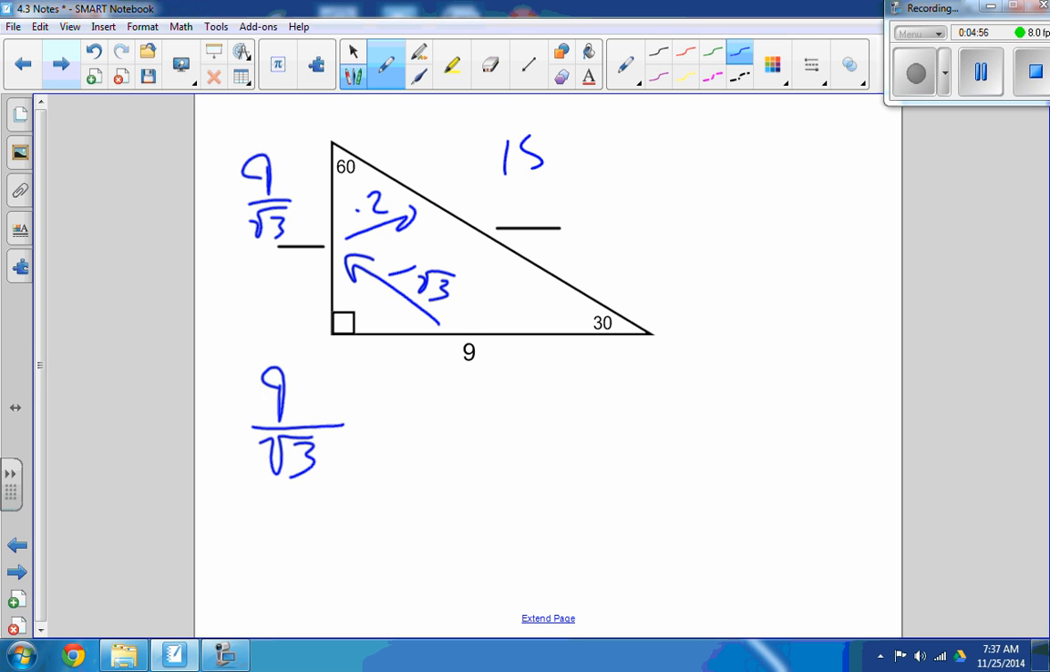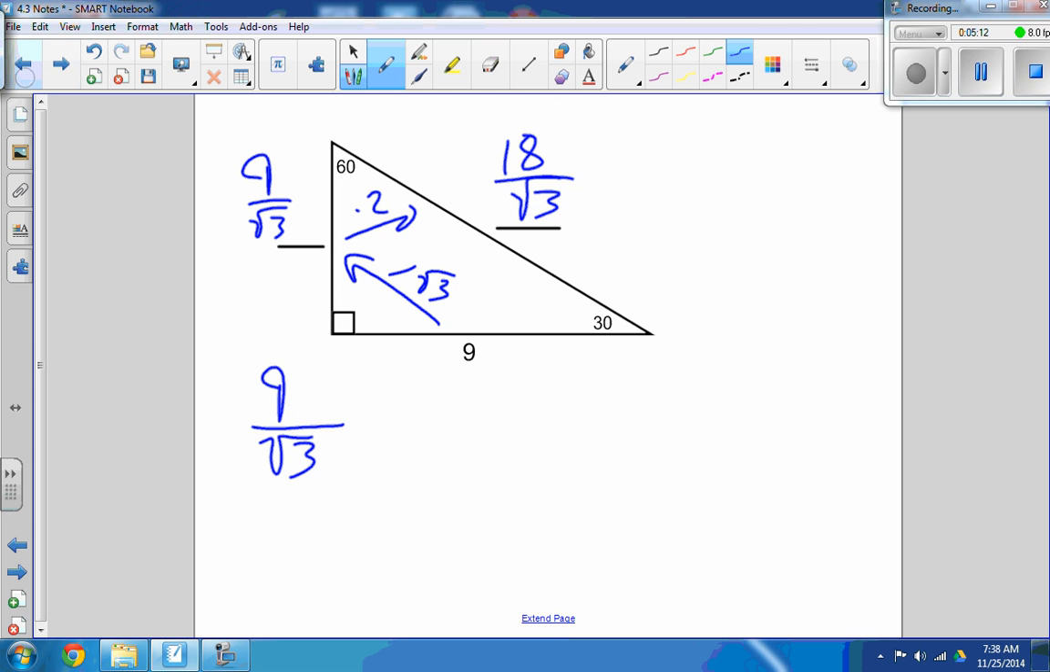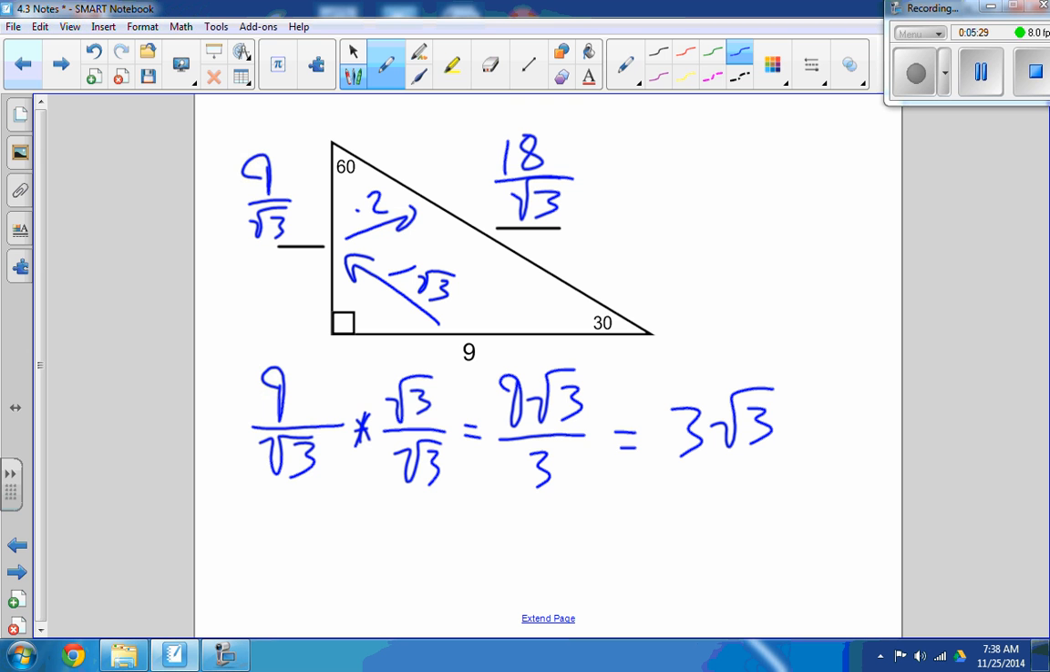Now we don't like having radicals in our denominator. And now we're going to look at how we can rationalize our denominator. In other words, get rid of the radical in the denominator. So let's look at how we do that. So we're going to rationalize this. We're going to multiply by square root of 3 over square root of 3. We get 9 square root of 3 divided by square root of 3 times square root of 3, which is 3. So 9 divided by 3, we end up with 3 square root of 3. So this is 3 square root of 3. This ends up being 6 square root of 3.